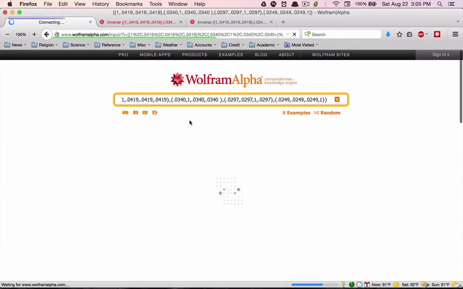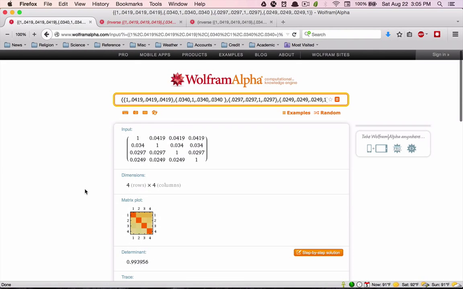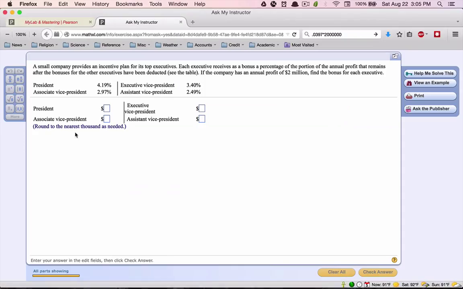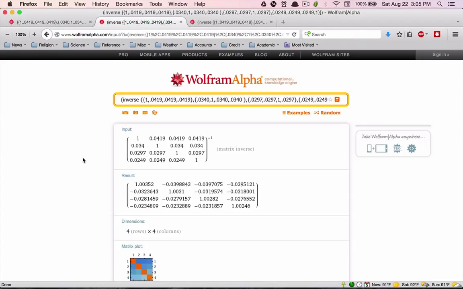When you plug that in, Wolfram Alpha will recognize this as the matrix, and it will display it for you. It'll give you some information on it too if you're ever interested. But now, what we want is the inverse of this matrix times that constant matrix that we have on the side here. And the constant matrix here is going to be 4.19% of 2 million, 3.40% times 2 million, and on like that, right? First, we need the inverse matrix. So let's go over here and take a look at what the inverse matrix is going to have to be. To get the inverse matrix to calculate in Wolfram Alpha, you just write the word inverse in front of it. That's all it takes.